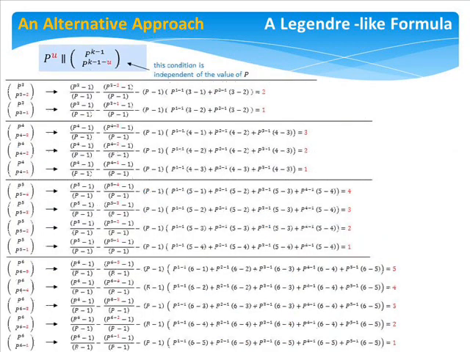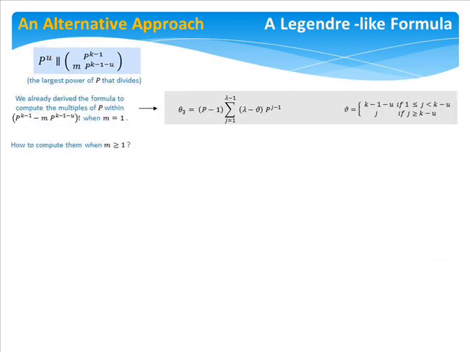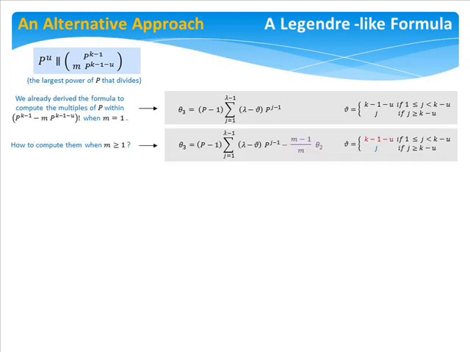The first thing to notice is that the condition is independent of the value of p. So far, we derived the formula when m equals 1. How to compute them when m is bigger than 1? Well, this is the formula, where we added that negative second term.